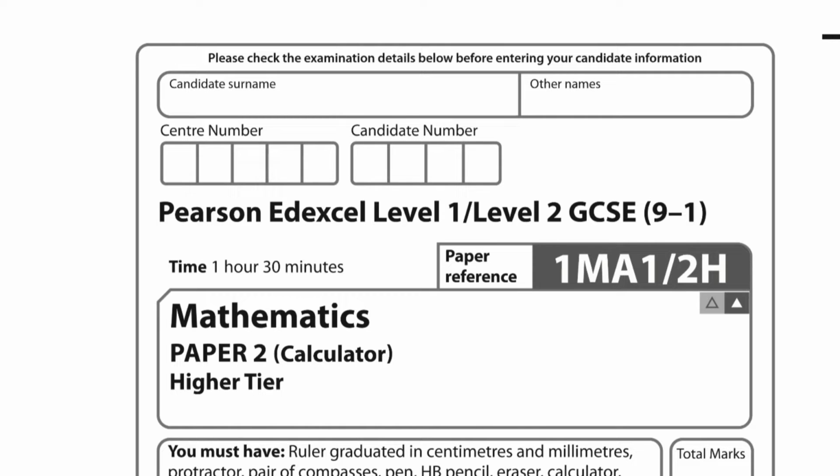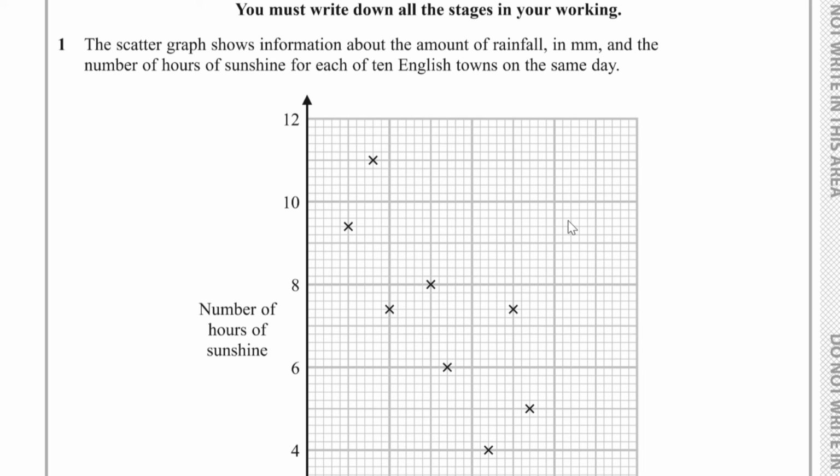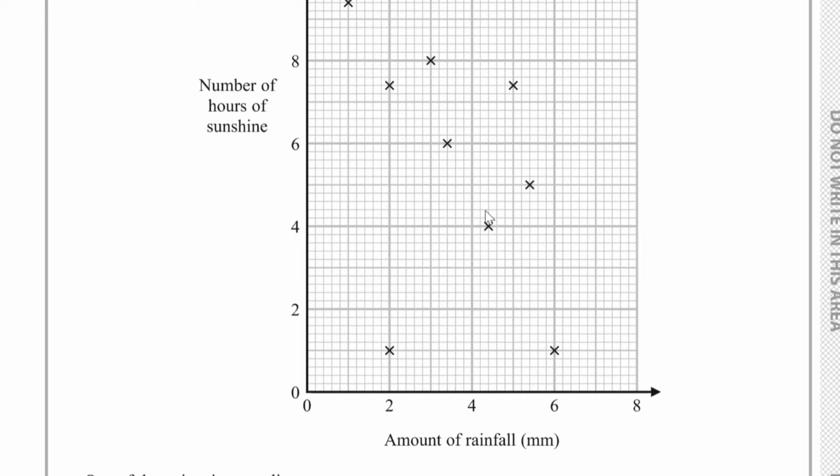This is the Edexcel GCSE 9-1 Maths Higher Paper 2 from the November 2022 series, and this paper is a calculator paper. Question number 1. The scatter graph shows information about the amount of rainfall in millimetres and the number of hours of sunshine for each of 10 English towns on the same day. So we have the amount of rainfall in millimetres and the number of hours of sunshine.